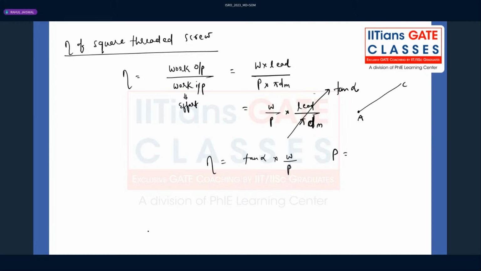So efficiency we can write tan alpha into W by P. P, the effort to raise the load, will be W into tan alpha plus phi. So put down the values. We can write here tan alpha divided by tan phi plus alpha.